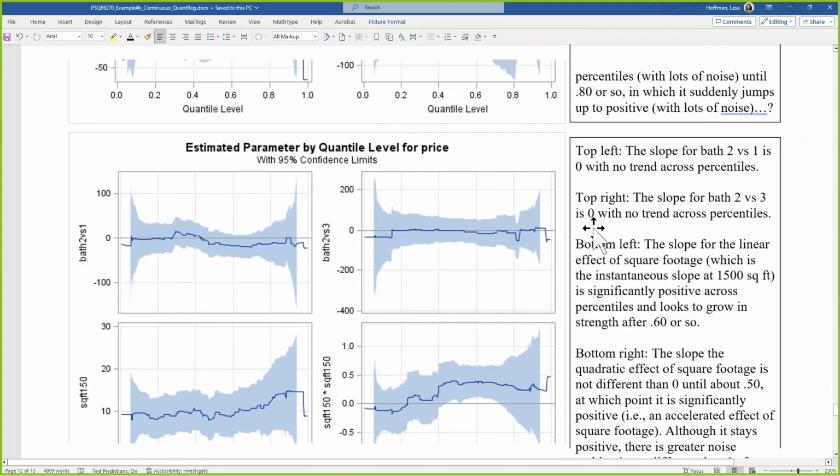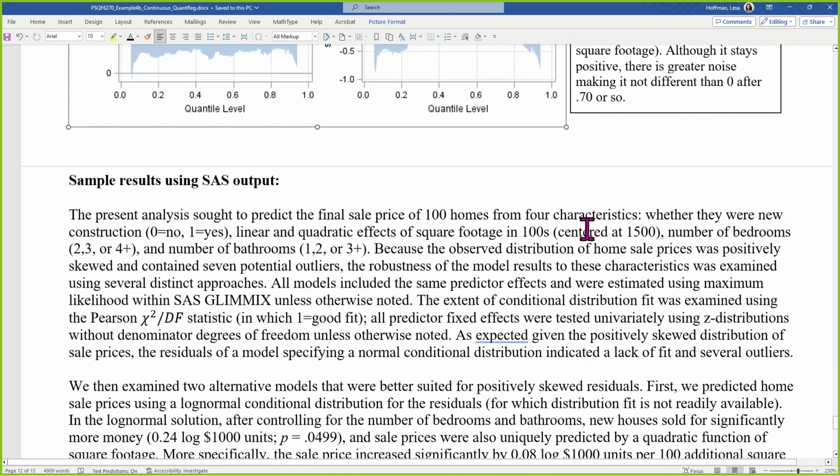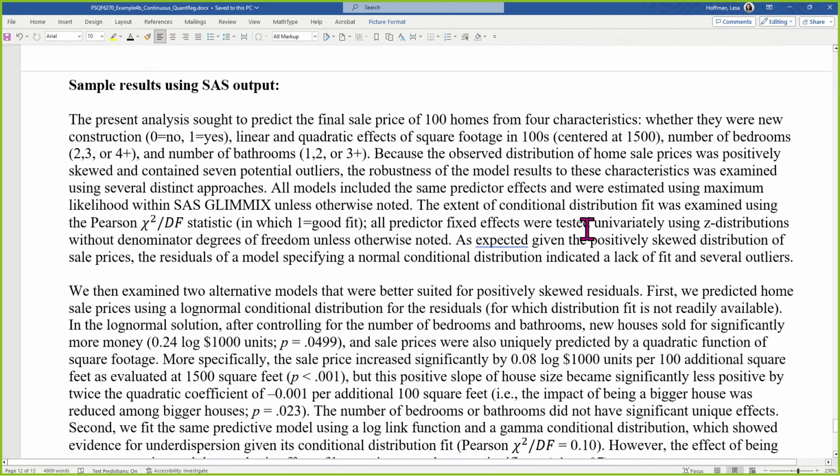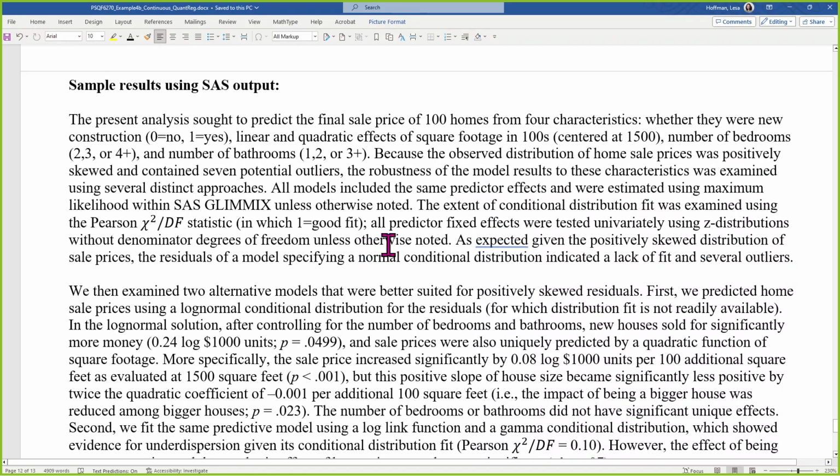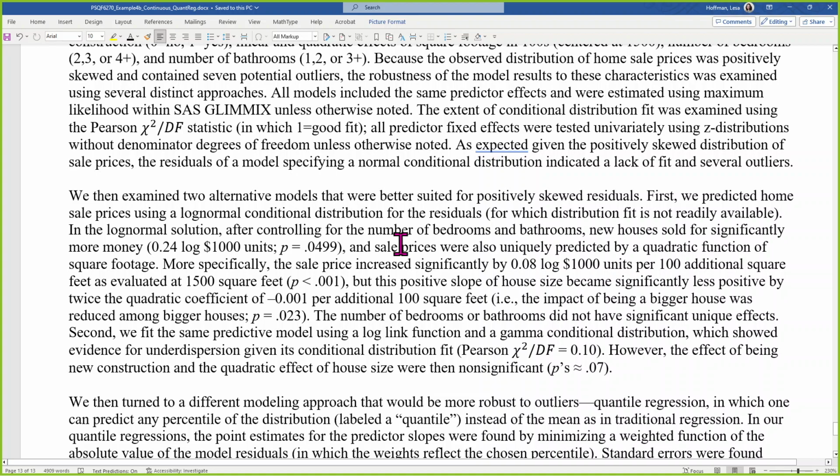How's that sound? And here are words, as usual. Each of my examples has these sorts of results sections at the end of it. You may use these as templates for your homework 5. The only thing that I ask is that you use find and replace and make sure that none of my variables are in here.